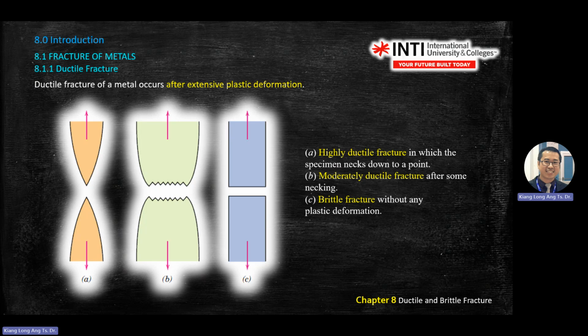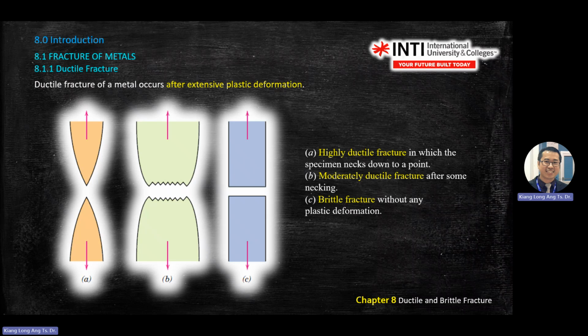If you do not see any reduction of area straight away, flat, like a glass, so it's called brittle fracture. Brittle fracture without any plastic deformation. Without any plastic deformation means there is no reduction of area.